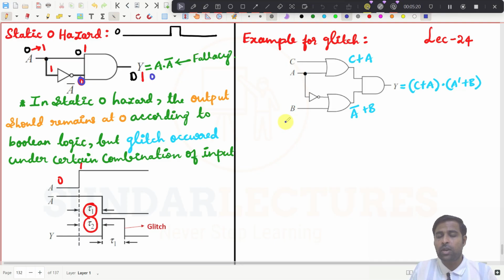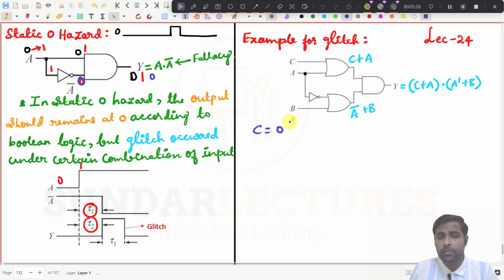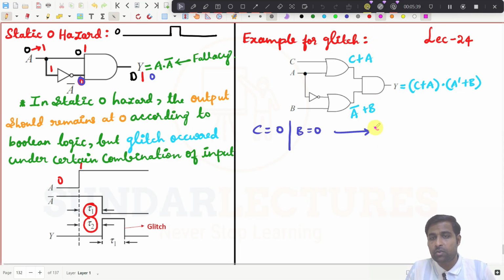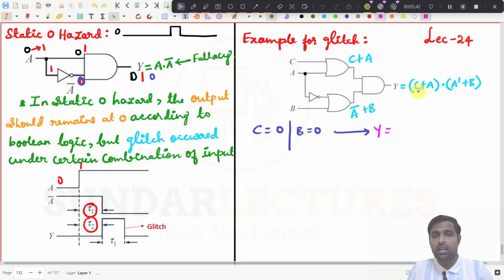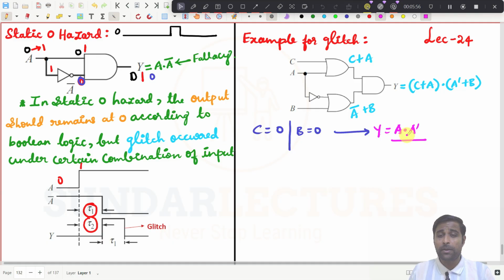And what I am going to consider now is this one, C, I am going to consider it to be 0, and then B, I am going to consider it to be 0. So if so, then the output equation Y will be equal to what? This is 0, so A will be there, this is A dot, and this is 0, so A bar will be there. So now you see, what is this one? This is a fallacy.